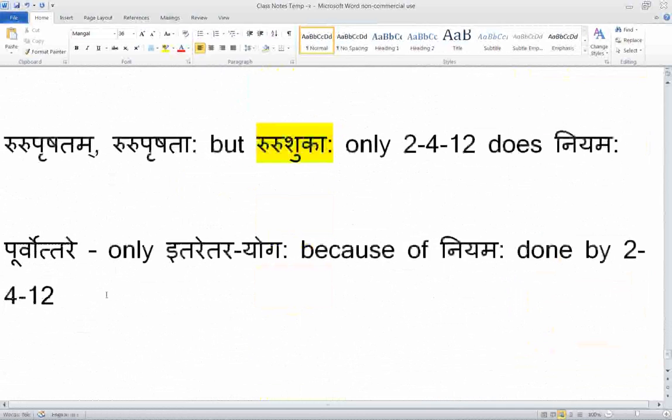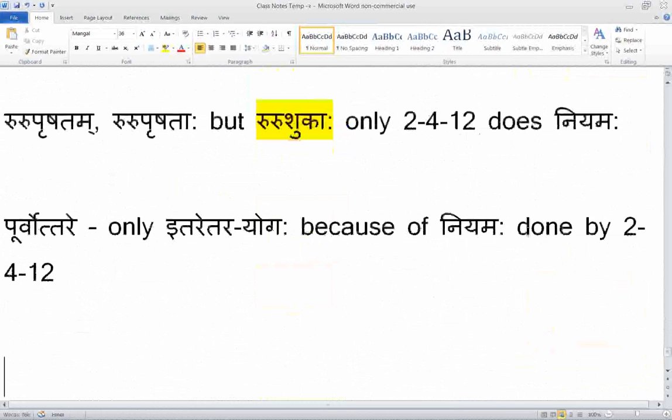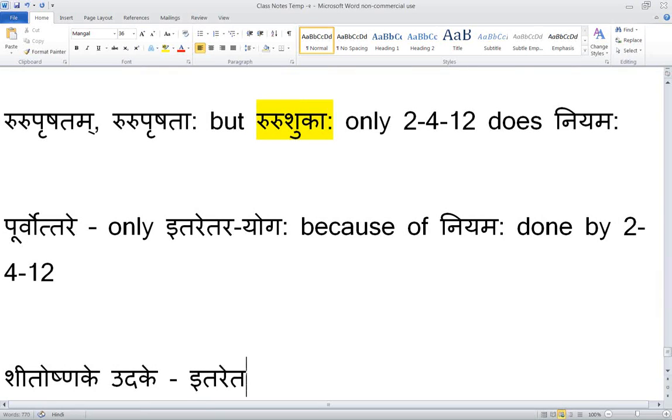All right. Now when you have shitoshne udake, there are two waters. One is cold, one is hot. So this will be only shitoshne udake. So itaretara yogaha eva. They will not have samahara, because this is the niyamaha. Basically this one is also a niyamartham sutram.